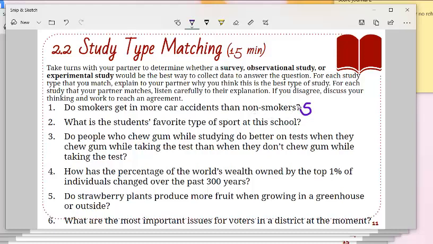I could ask people, have you been in a car accident in the past 5 years? And are you a smoker? And I could find the answer to that pretty quickly if I used a survey.